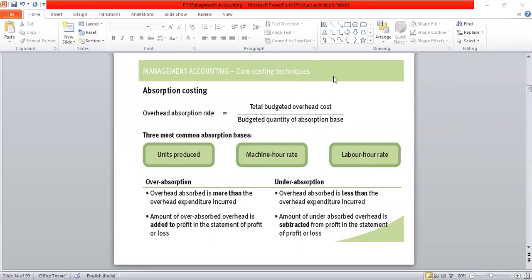Let's take the example that maybe they have taken some rate calculated based on machine rate. Machine rate is applied for all the three products X, Y, and Z. All the three of them use this machine rate and calculate the overhead amount. Overhead for X, for Y, and for Z.